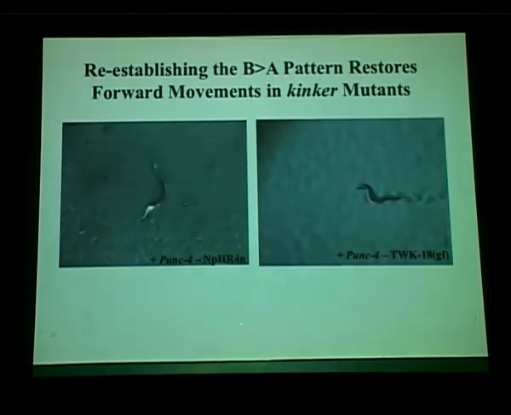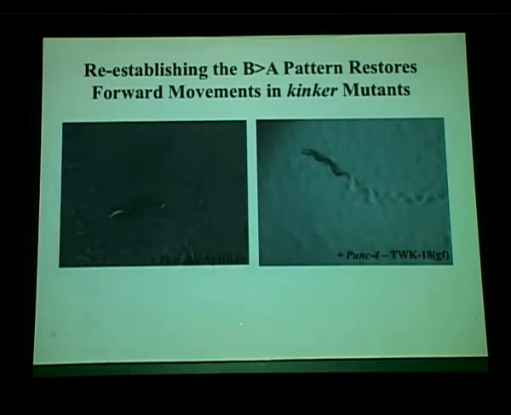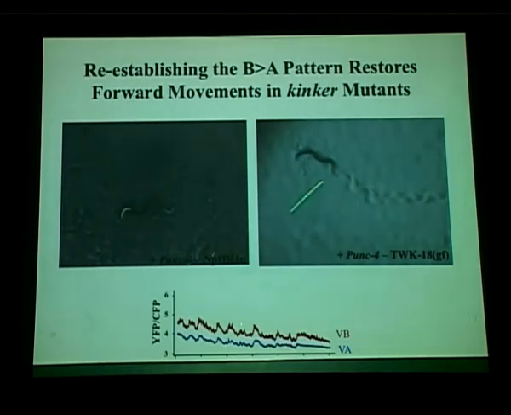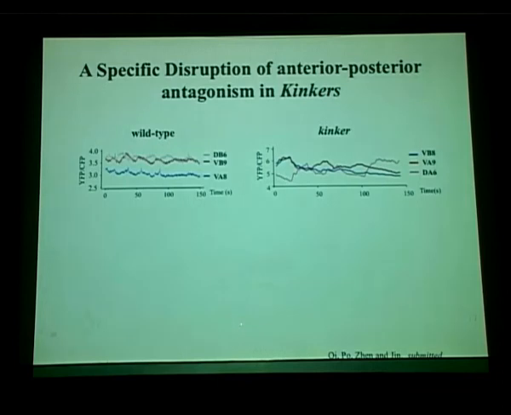We confirmed these results with an endogenous silencer, a C. elegans specific potassium channel that hyperpolarizes the neurons. And in the kinker background, you see it's restoring a quite good smooth sinusoidal movement. And indeed, in all those animals, we restored a B higher than A calcium imaging pattern. So this experiment really proved to us that this separation of the neuronal activity output is the driving force for selection of the directionality.